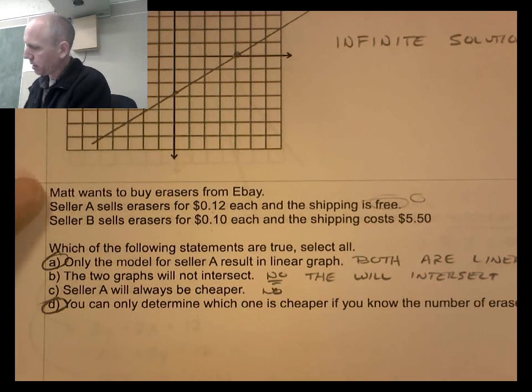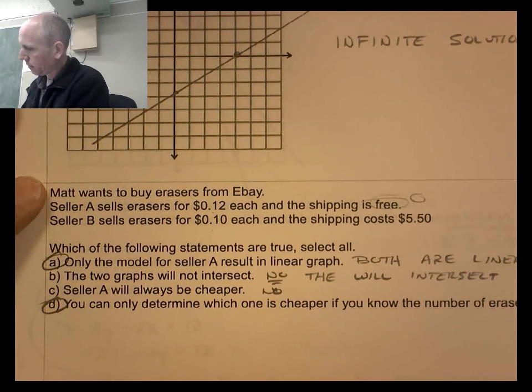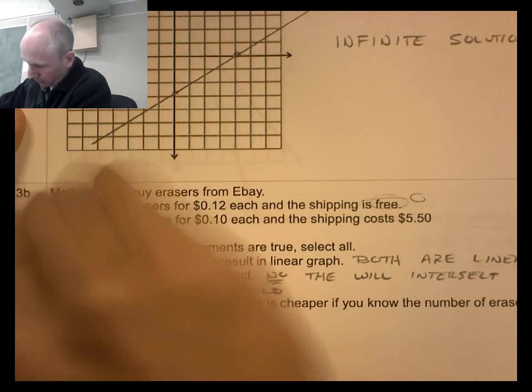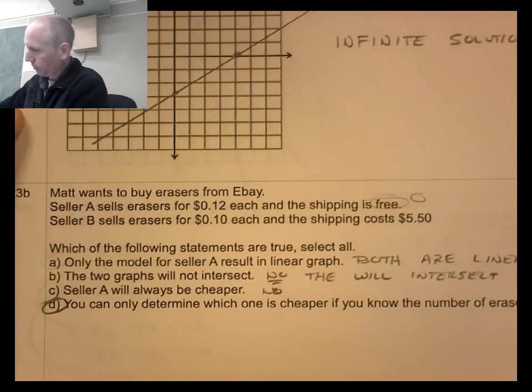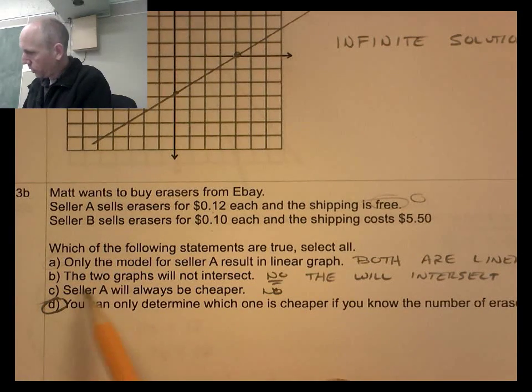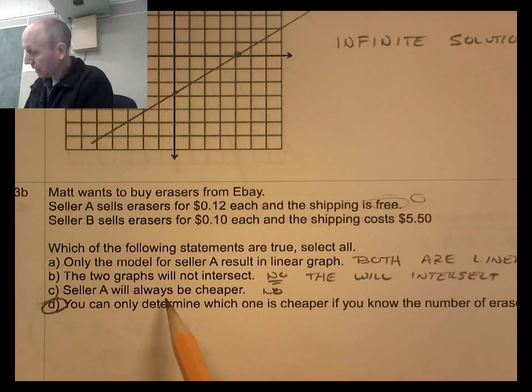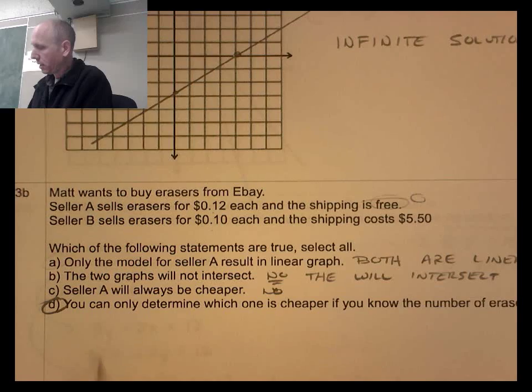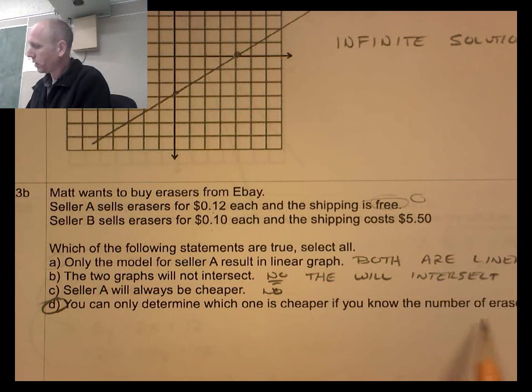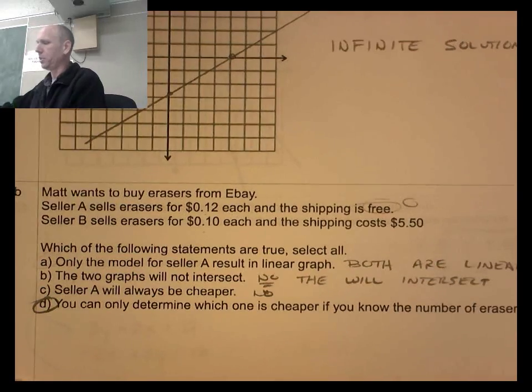What happened? No. That's false. I don't know why I have that circled. Nope. The 2 graphs will not intersect. That's not true. They have different slopes. They will intersect. Seller A will always be cheaper. I don't know, it depends on what I buy. You can only determine which one is cheaper if you know the number of erasers. Okay, so it's just D on that one.